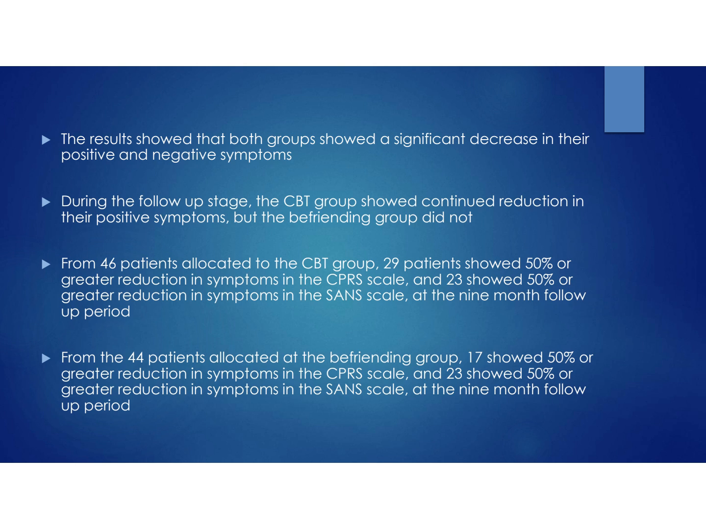Let's take a look at the exact numbers. From 46 people allocated to the CBT group, 29 patients showed 50% or greater reduction in symptoms in the CPRS scale, which is positive symptoms, and 23 showed 50% or greater reduction in symptoms in the SANS scale, which is negative symptoms, at the 9-month follow-up period.